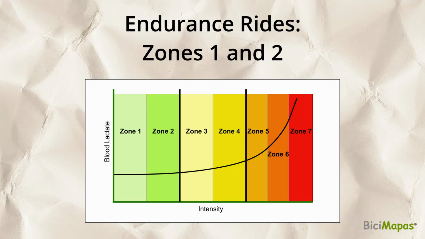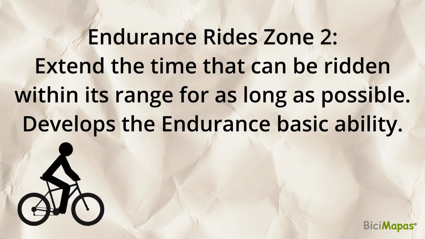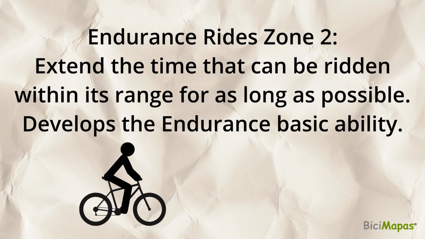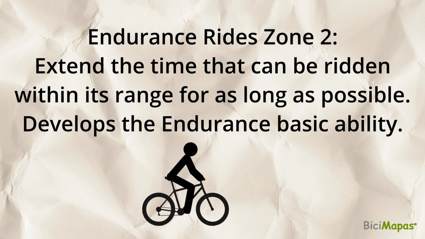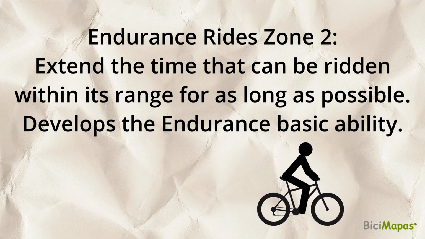Endurance rides are done in the low aerobic system in zones 1 and 2, either power or heart rate. As we saw, though training in zone 1 can be used to train endurance, it is rather used for recovery. For zone 2, the target is to extend the time that can be ridden within its range for as long as possible. Develops the endurance basic ability.